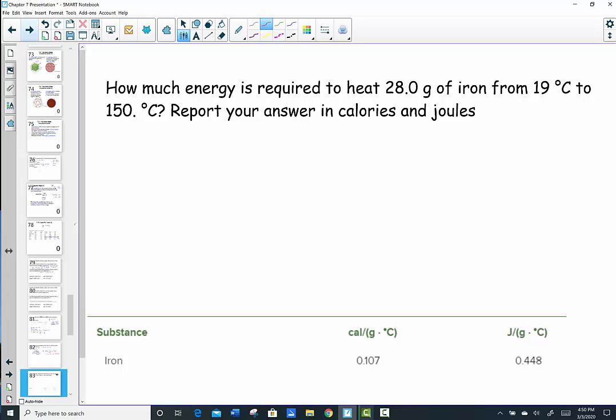How much energy is required to heat 28 grams of iron from 19 degrees to 150 degrees? Report your answer in calories and in joules. My formula, my little helper: Q is equal to M times C times delta T. What do we know? Well, we were given 28 grams. I can place that here. That's the mass in grams. For the temperature change, initial was 19, T final was 150.